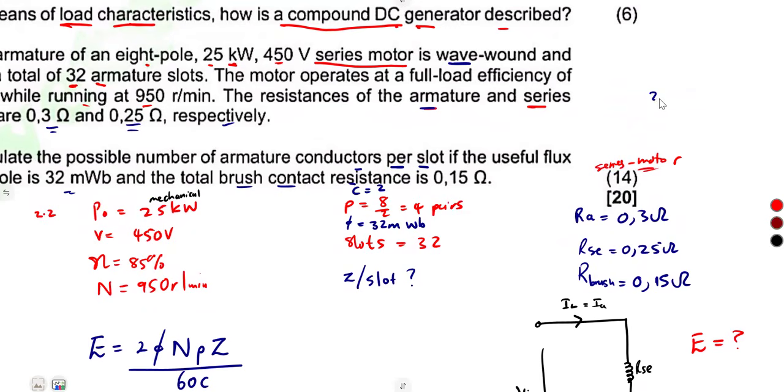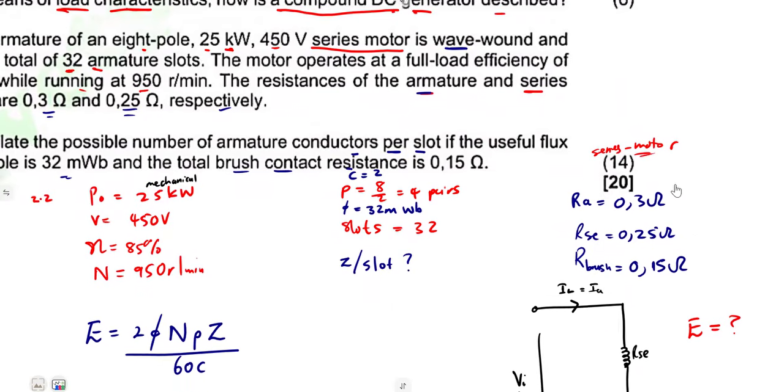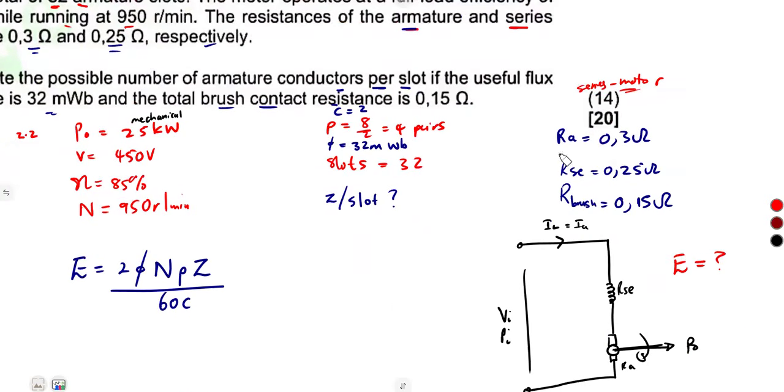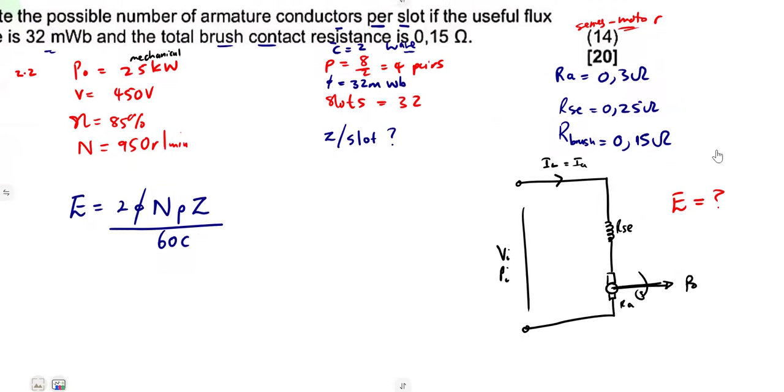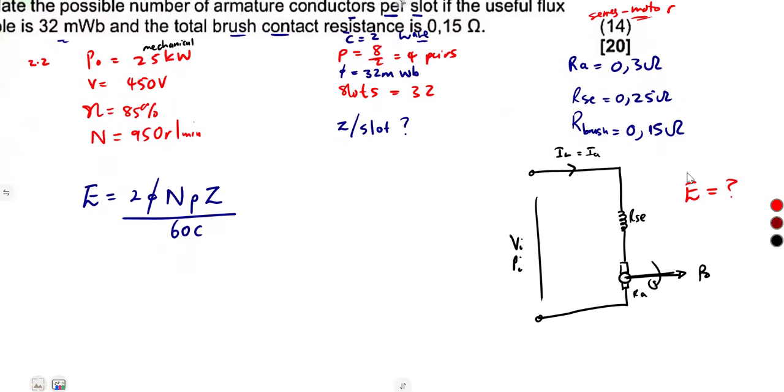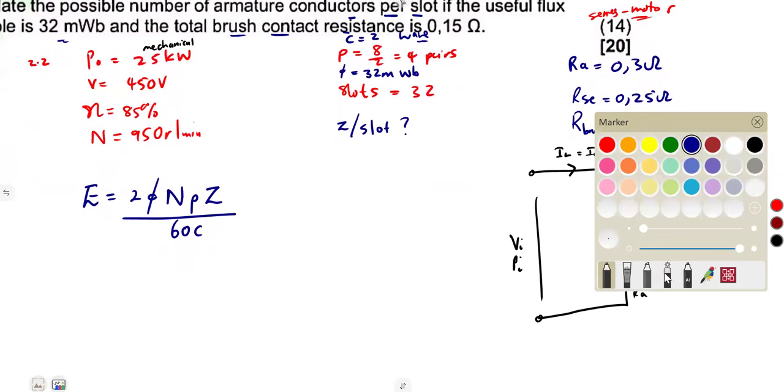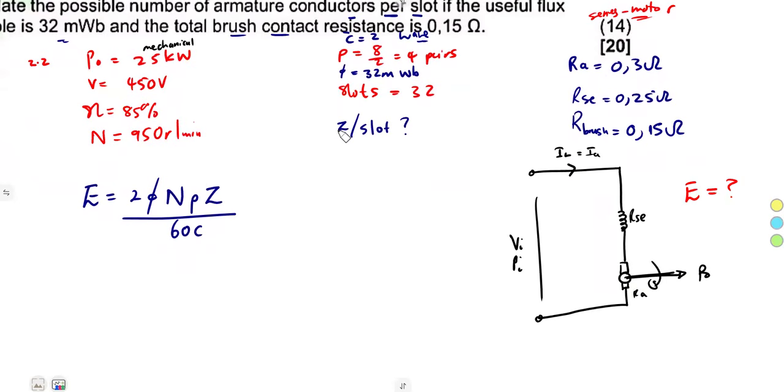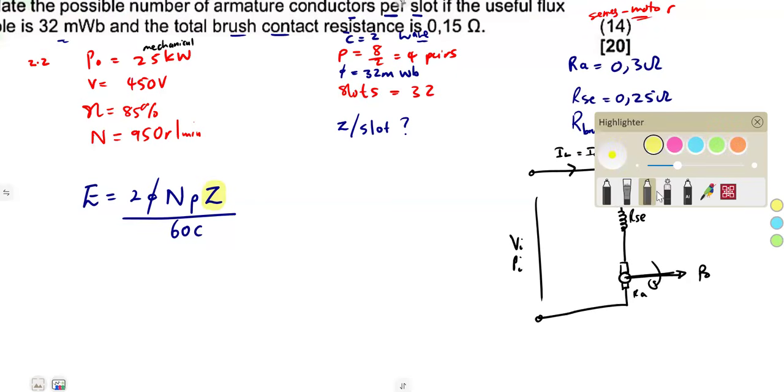For a lap, you multiply by P, the pair poles. So we are given this one as a wave, so our C is 2. All right. So you look into the formula because here we need to find Z, so that we can find Z per slot. So we need to calculate this Z.